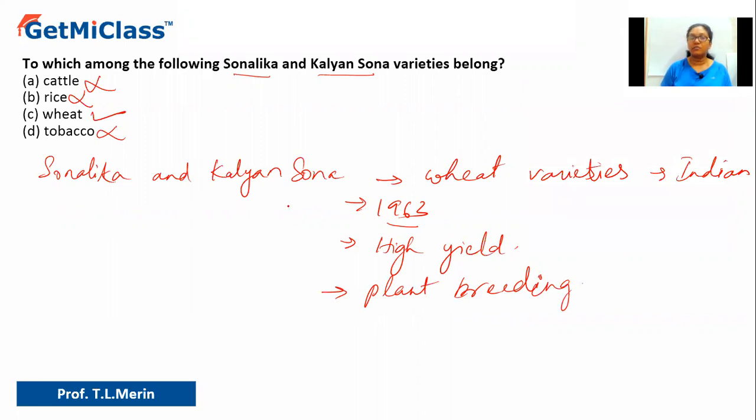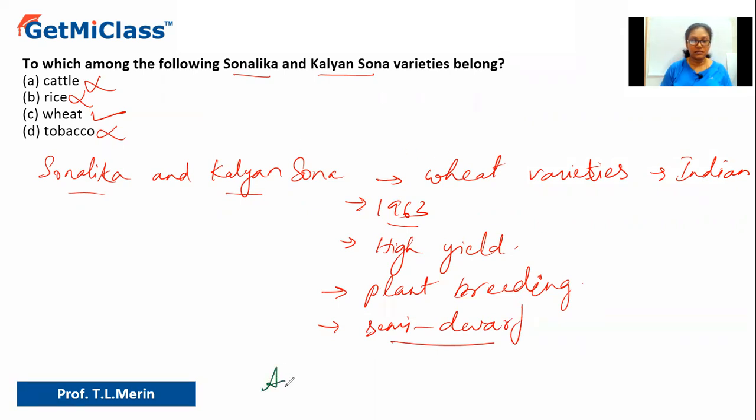Of course the production happened separately, but these two varieties were selected to be the best for high yield. Also, these are semi-dwarf varieties. Semi-dwarf because these are not very tall plants or very short ones. They were semi-dwarf, but they had a high yield. That is the specialty.